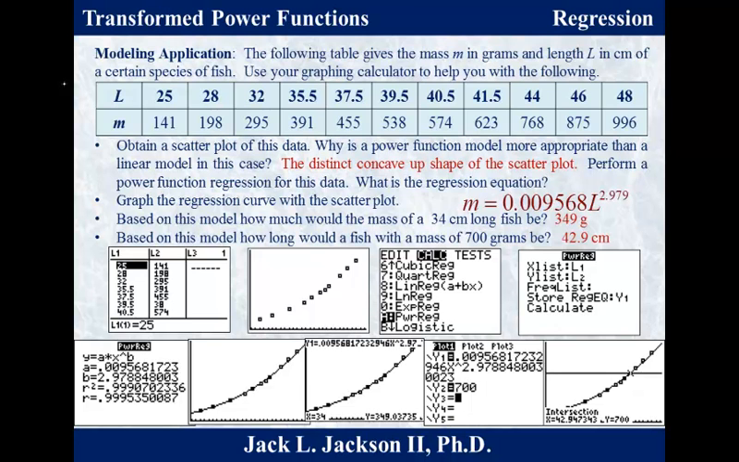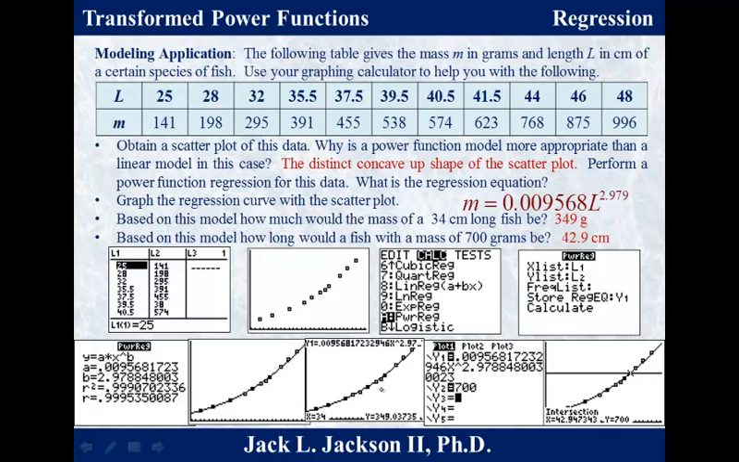Now the next thing is, how much would the mass be of a fish that's 30 centimeters long? Well, I just plug in 34 in place of L and solve for M, and that's easily done on the calculator because I just hit trace. I make sure I'm not tracing the scatter plot. I may have to use my up or down arrows to make sure I'm on Y1, and you can see Y1 is the formula here. And I just type in X equal 34 and enter, and notice it takes me to that point.